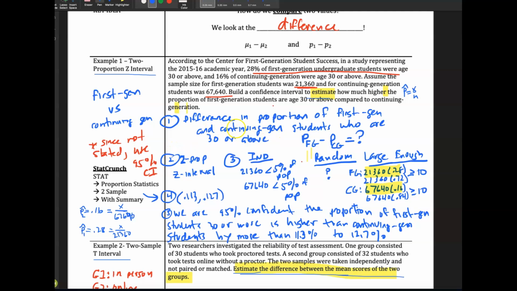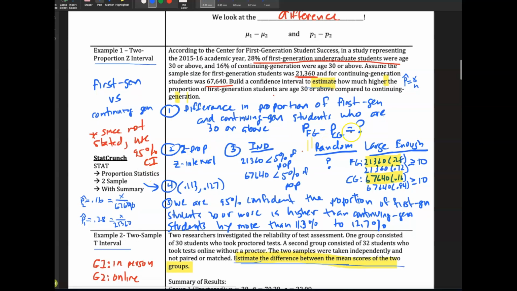The first is to identify the parameter we're trying to estimate, which is the difference in proportion. We're really looking at the proportion of first gen minus the proportion of continuing generation students. We're only given sample size here, and when we run our test, and we'll show you how to do it using StatCrunch, we're going to need the number of successes divided by the sample size, which is x over n, but we don't have x. We're going to have to calculate that doing 21,360 times 28%, and then 67,640 times 60%, and that will give us the numbers that we need.